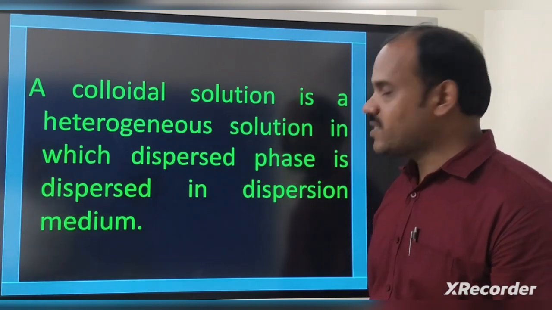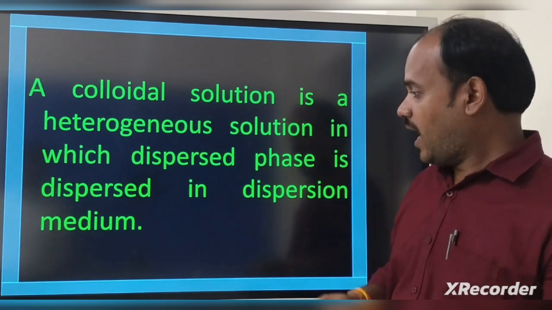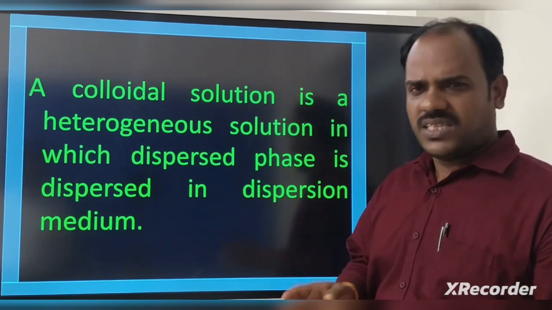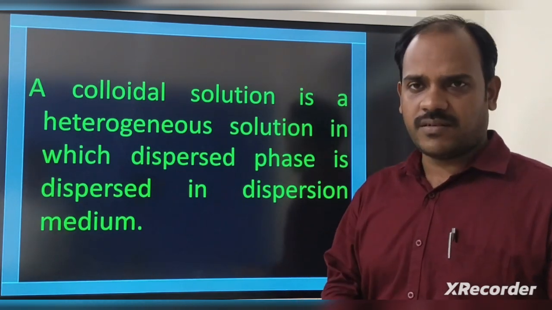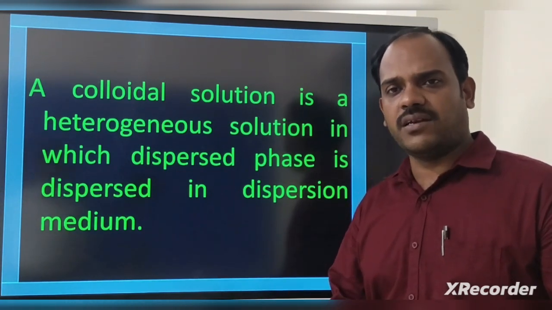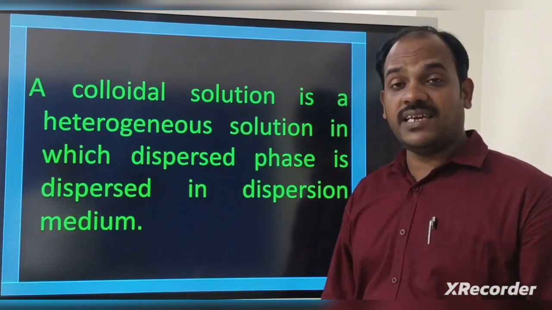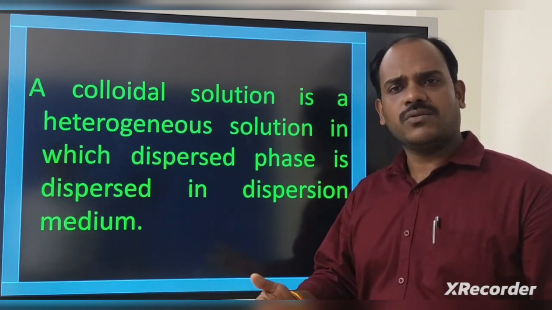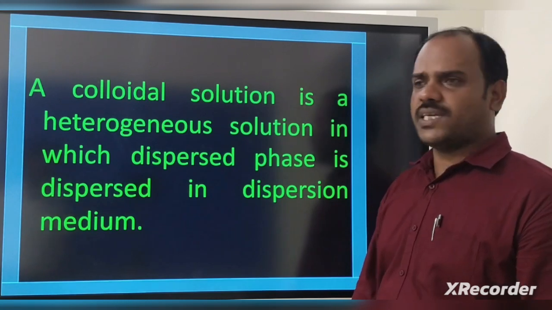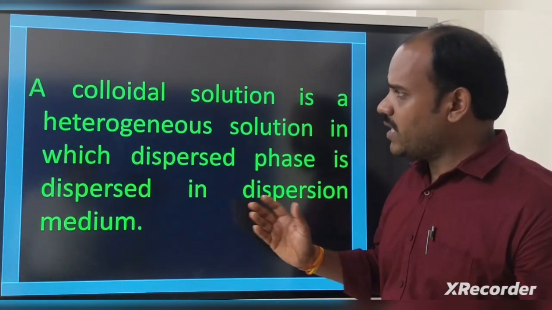Here, what is dispersed phase? This is nothing else, just solute. And the dispersion medium, this is nothing else, just the solvent. So as we have already studied, when we dissolve solute in solvent, the result is solution. When dispersed phase is dispersed in dispersion medium, the result is called colloid. So here one question arises, how can we differentiate the colloidal solution from true solution?